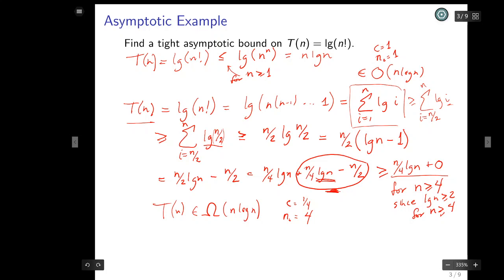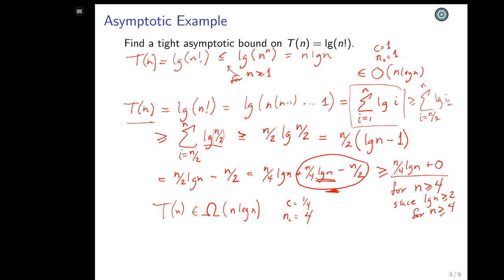Think of it like this. I've got these things, and each one of them is log i. And if I look at the ones for which i is bigger than n over 2, they're all going to be bigger than that smallest, that log of n over 2. Are there any other questions about this?